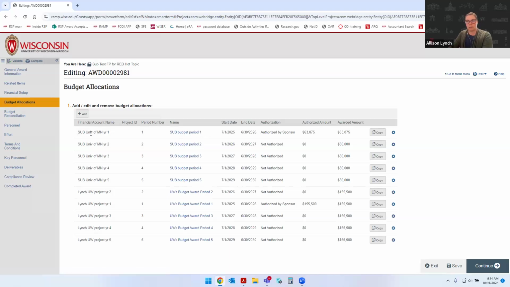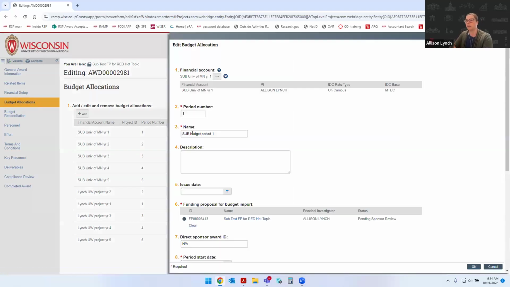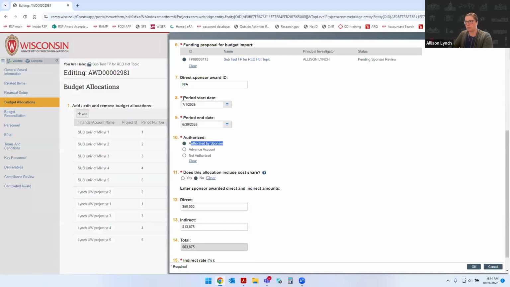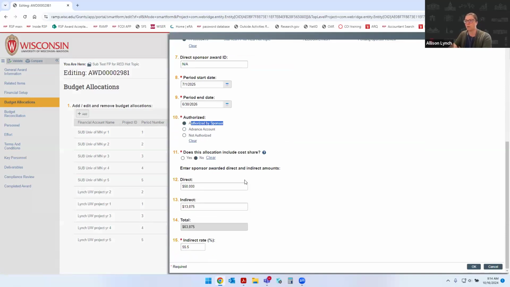So the outgoing sub to University of Minnesota year 1. This is, again, going to the financial account identified here for year 1 of our 10 financial accounts. And you're going to select authorized with the same budget period dates. And here we've allocated to the sub their total costs. So their total proposed budget is $50,000. That should be inclusive of University of Minnesota's direct and indirect rates. That becomes the direct costs.